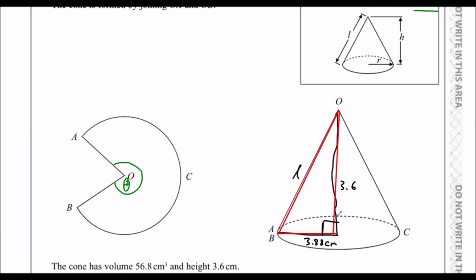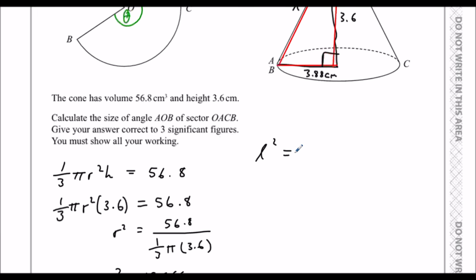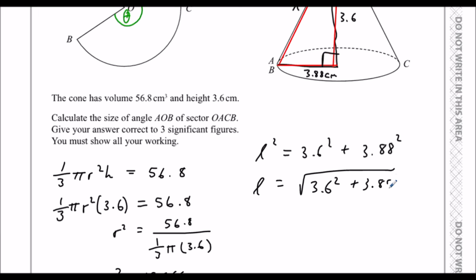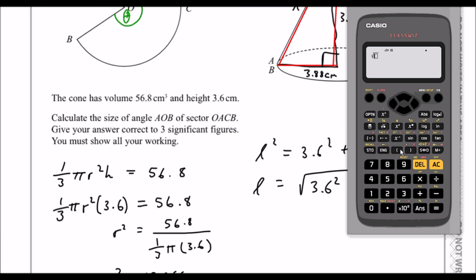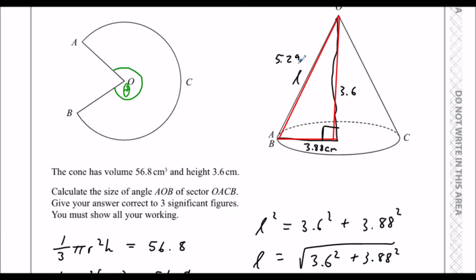So a squared plus b squared equals c squared. L squared is 3.6 squared plus 3.88 squared. L is the square root of 3.6 squared plus 3.88 squared, which is 5.29. So this is 5.29.